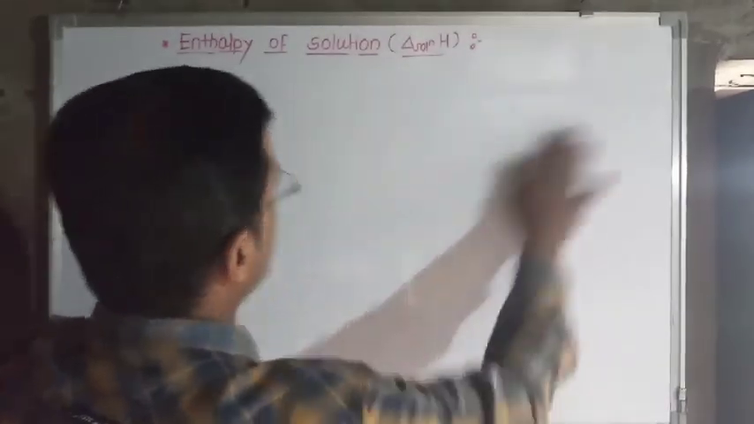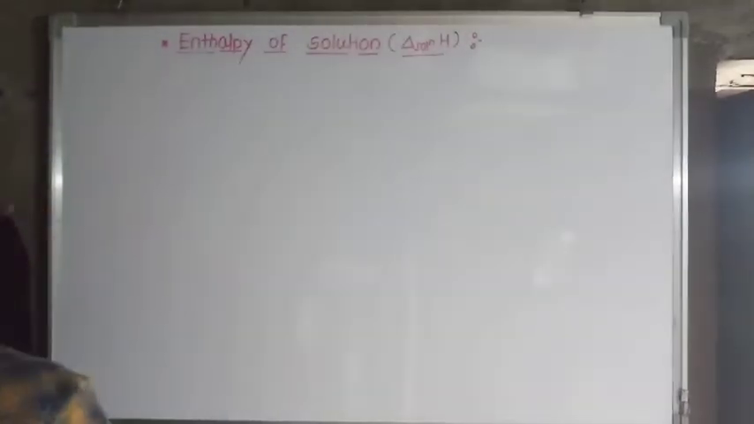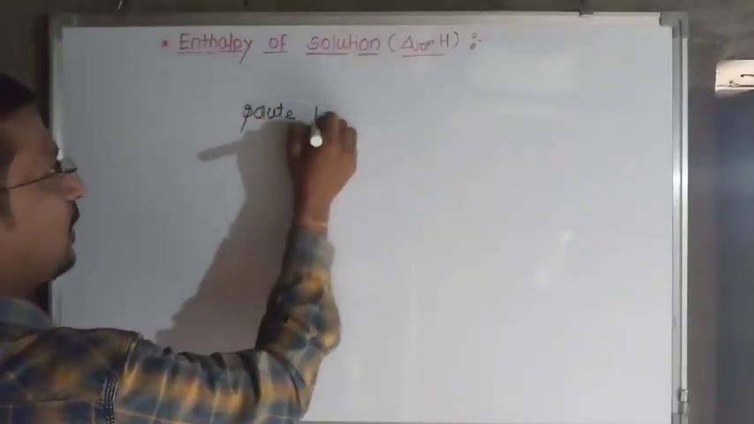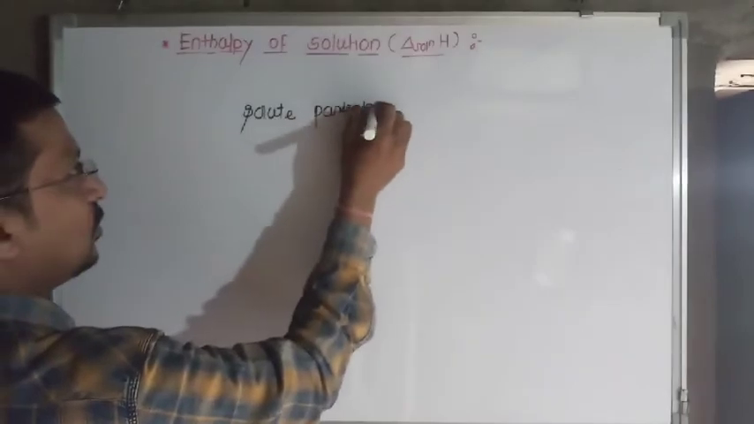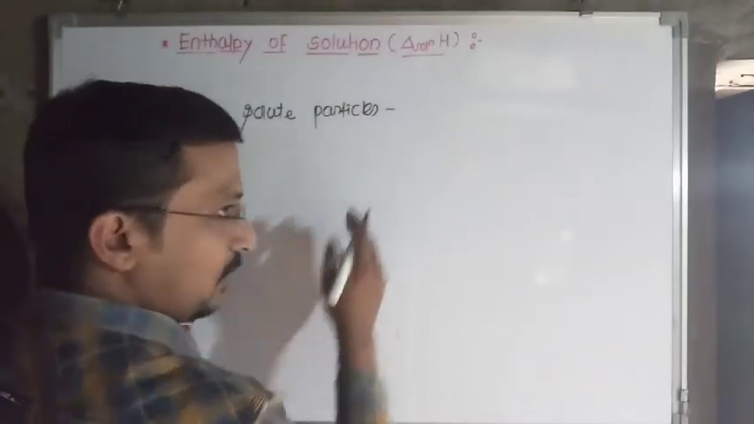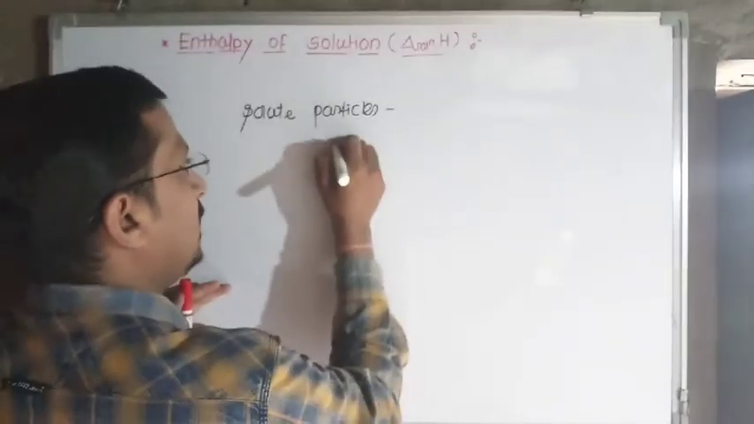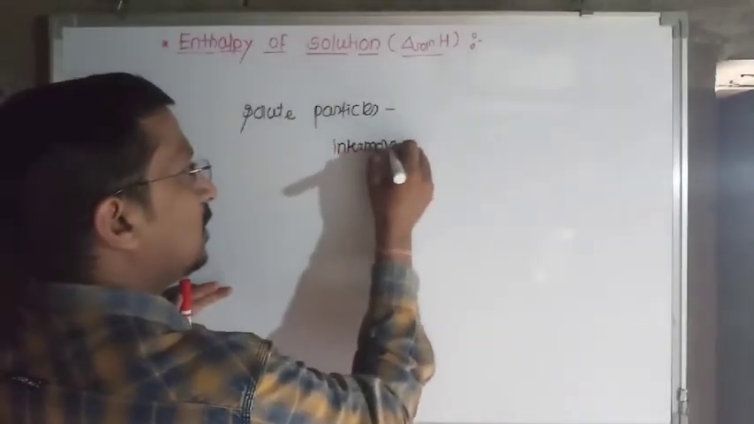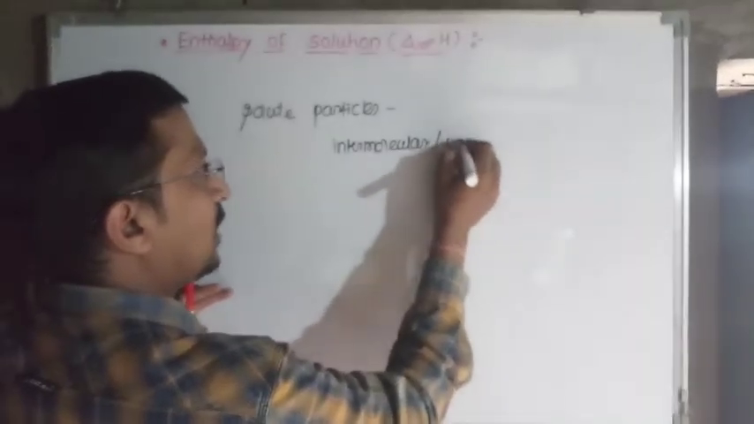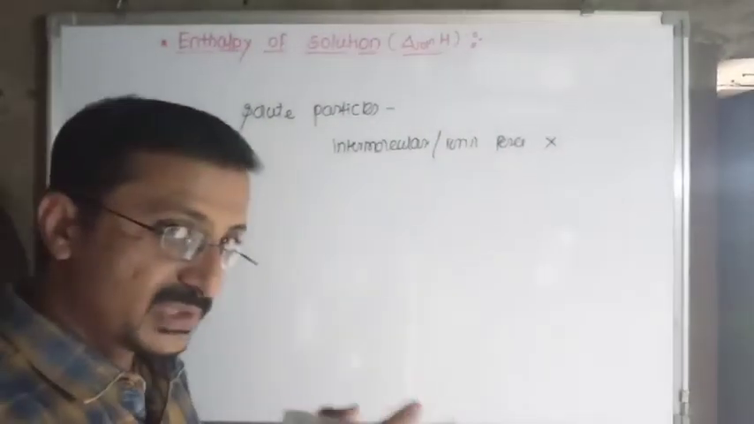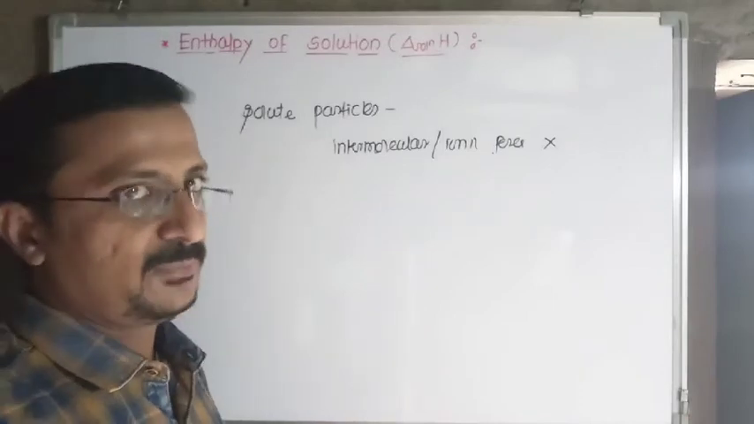The first important thing for determination of the enthalpy of solution is the solute particles. If you consider these solid solute particles, the intermolecular or interionic forces of attraction which are present have to be broken. Then and only then, it is the first prerequisite, the first important step in the formation of solution.